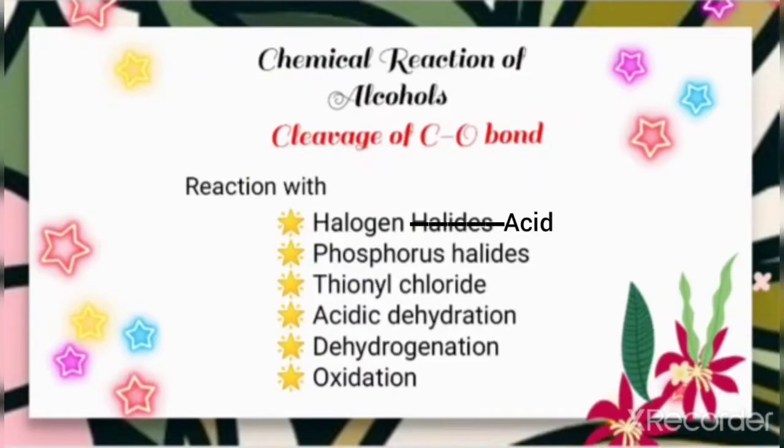In the next videos, we are going to discuss the reactions of alcohol in which there is a cleavage of the C-O bond. These reactions are the reaction with halogen acid, the reaction of alcohol with phosphorus halide, the reaction of alcohol with thionyl chloride, acidic dehydration, dehydrogenation and oxidation reactions. In the next videos, we will discuss these reactions separately.